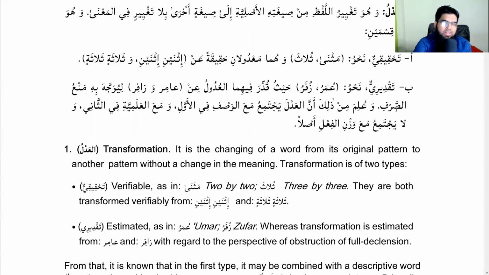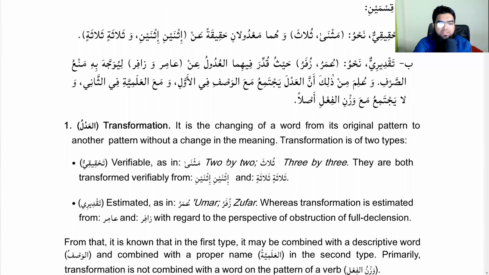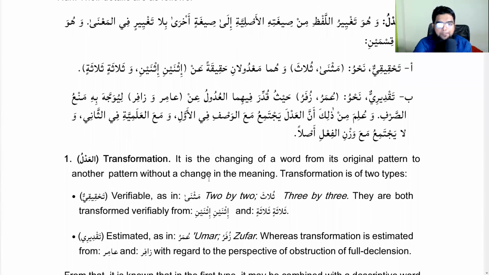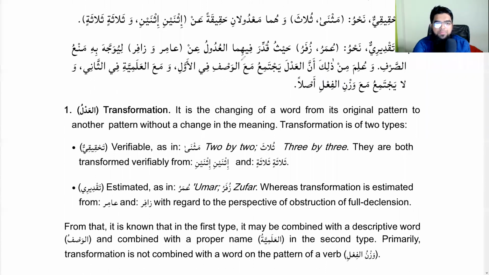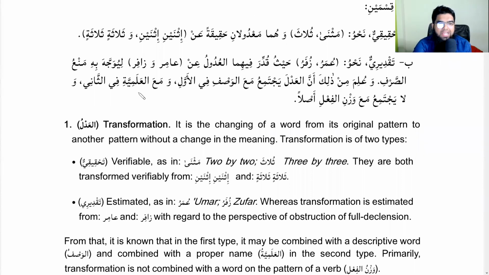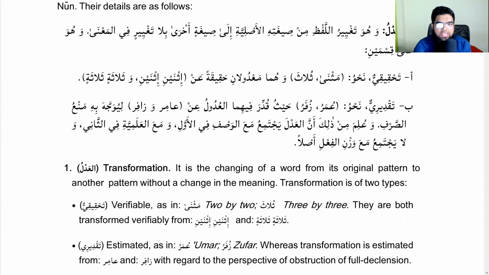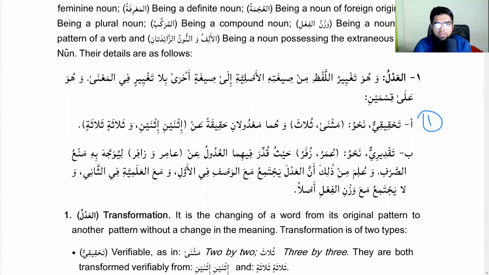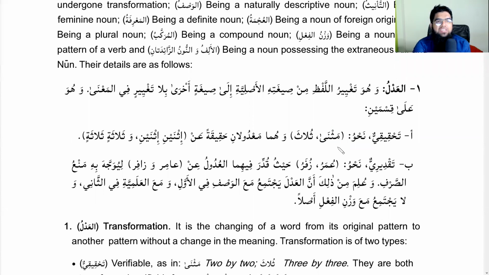Because Umaru, Umara, Umara. وعلم من ذلك أن العدل يجتمع مع الوصف في الأول. From that it is known that it is in the first type. So adl is there, مع الوصف في الأول. ومع العلمية في الثاني. So if you say matna, matna is a diptote. So this is condition number 1, right? You say matna is matching with wasf, description. So matna, why is it diptote?